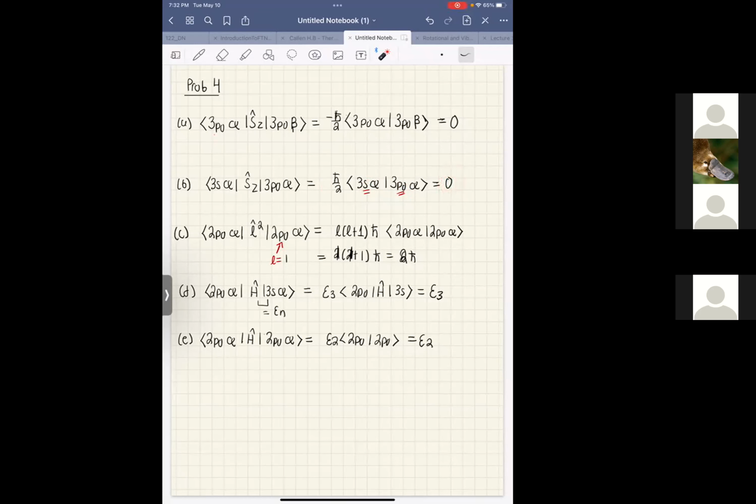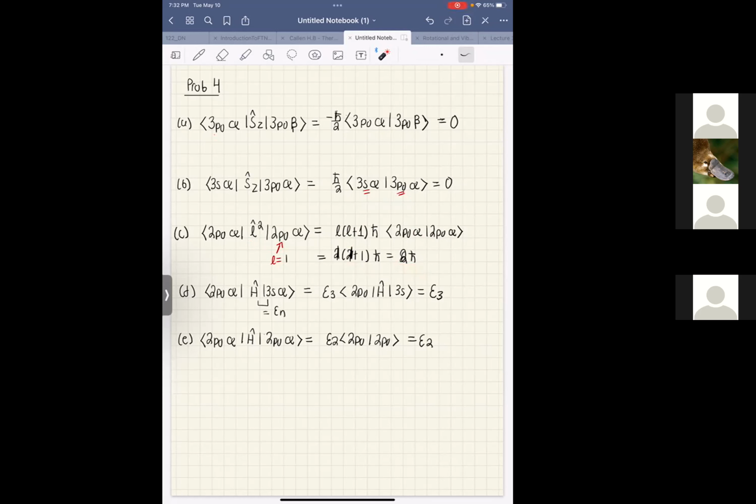So then you have L squared, and from this we know L is equal to 1 because it's a p orbital. Then we have L times L plus 1, and we plug in 1 down here, and because these are both the same wave function and normalized, this is equal to 1. So then you're just left with this, and after that you plug in 1 and you get this answer, 2 h bar.